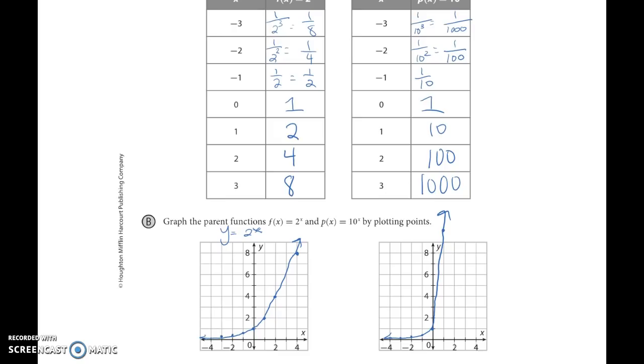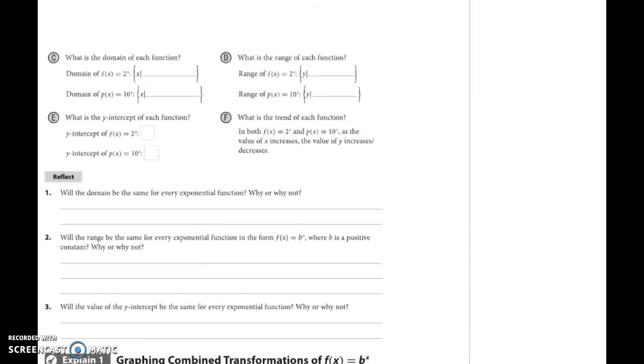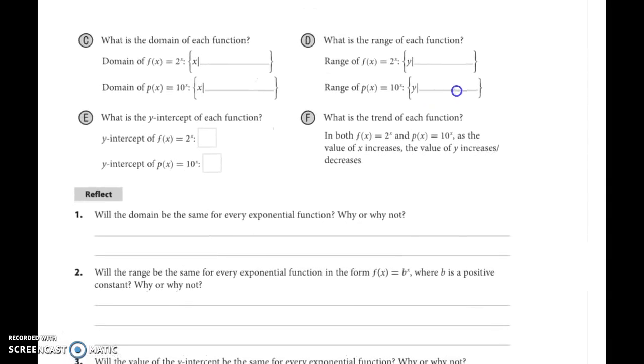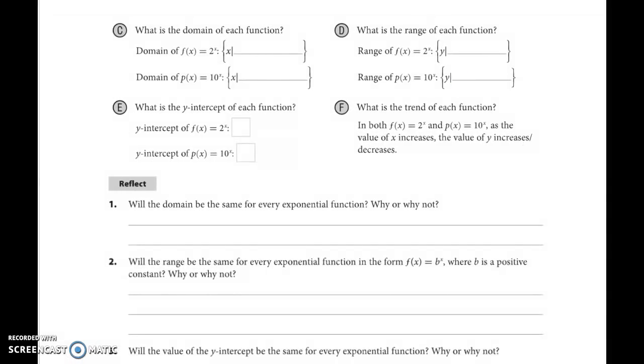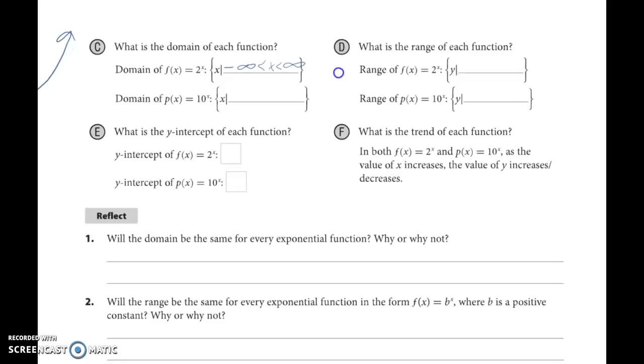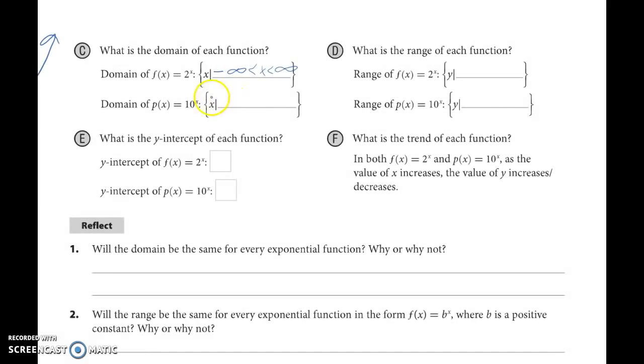So if we move on to the next page, 636, it says, what is the domain for each function? So if you remember, my graph looks something like this, and my x values go from negative infinity all the way to positive infinity. So from negative infinity to positive infinity, and x is going to be somewhere in between those, right? And the domain for my other one is the same, right? It still was here to here, and so we had negative infinity with x in between.